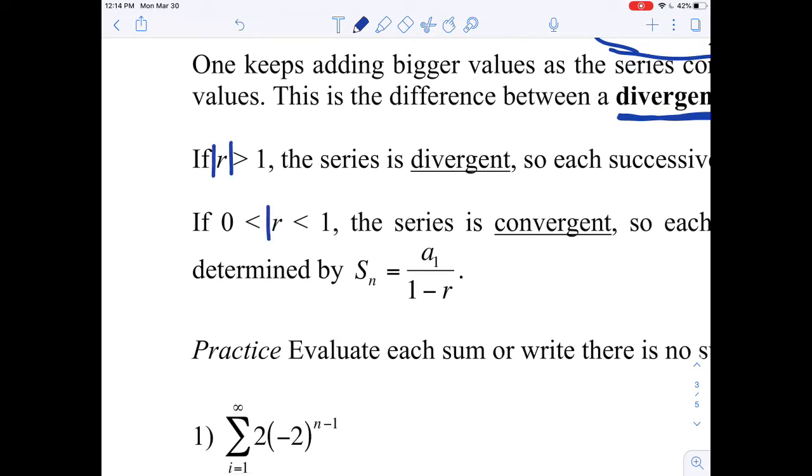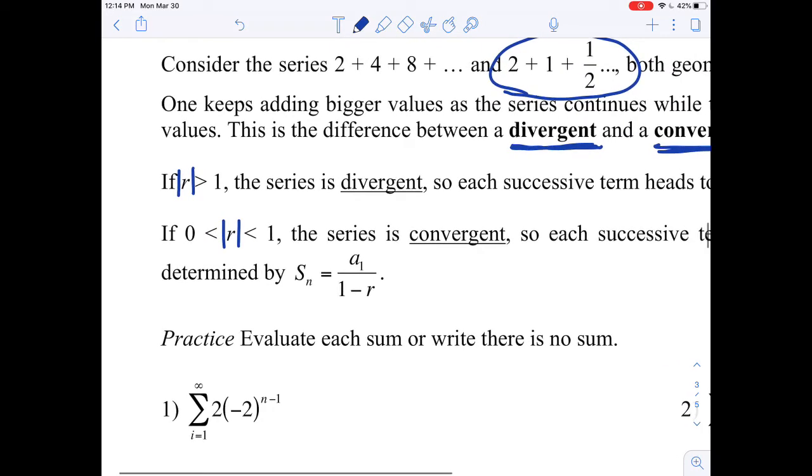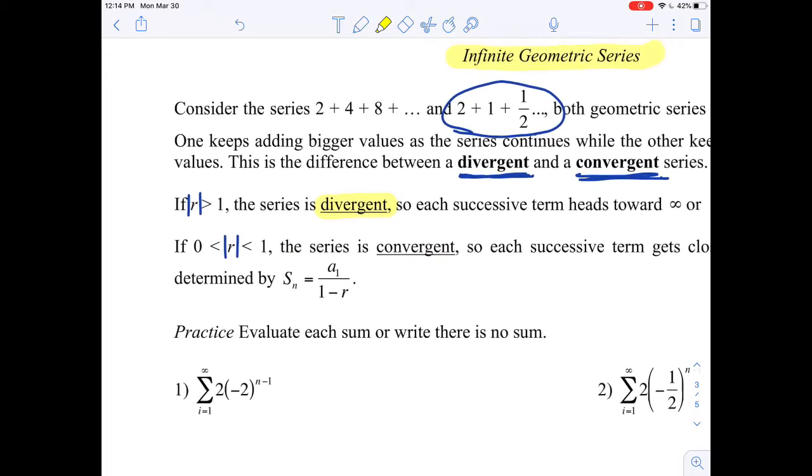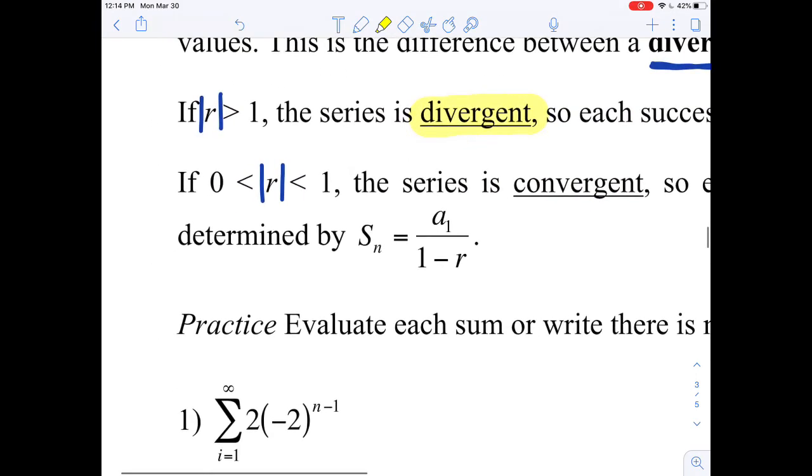So what you're going to look at is the absolute value of the common ratio. If the absolute value of the common ratio is greater than 1, then we say that the series is diverging, which means that its sum is going to infinity or negative infinity, and in that case it doesn't have a sum because there's no finite value for that sum. And again, absolute value of your ratio.